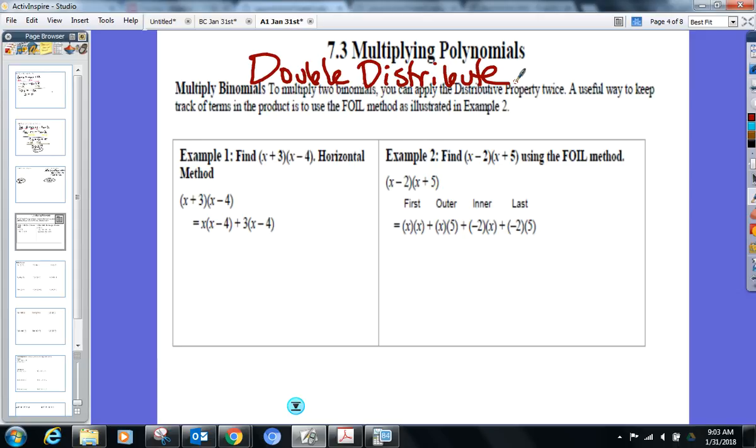If you hear your friends using the FOIL term and it's got another algebra teacher, fine. Let them use their FOIL term. We use double distribute. Everyone knows how to distribute, correct? Guess what that double part means? We're going to do it twice. That's all we're doing. We're going to distribute twice in the same problem. All right?